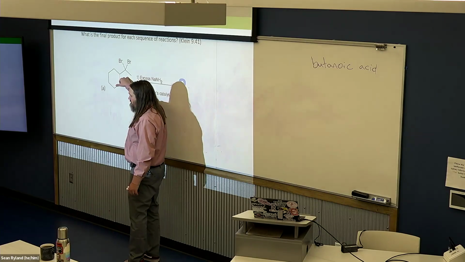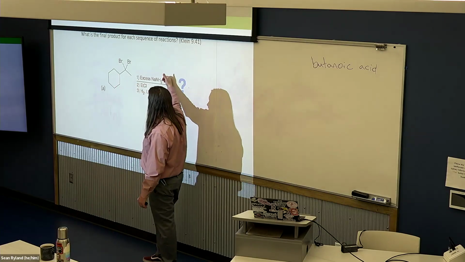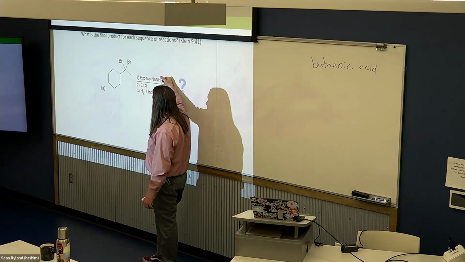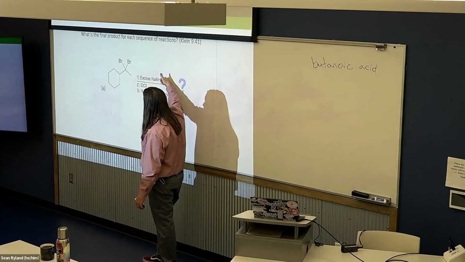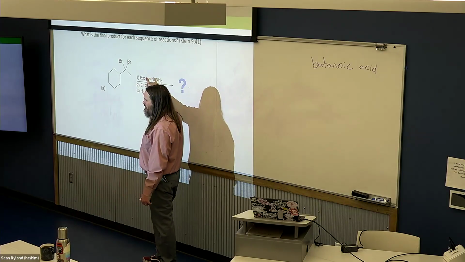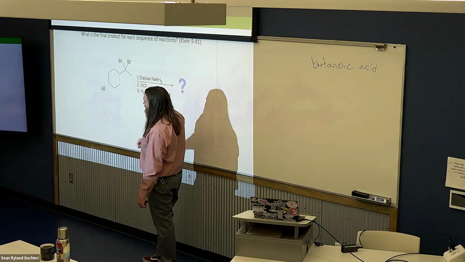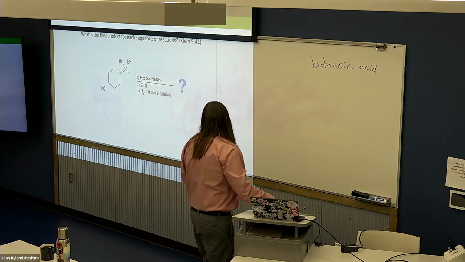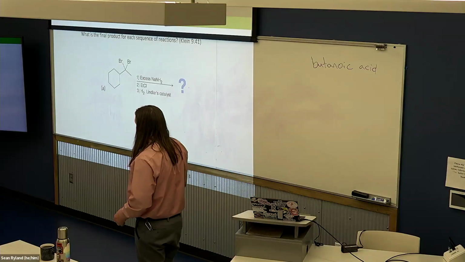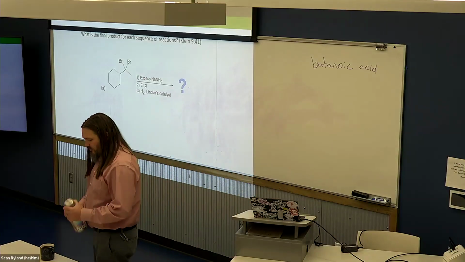Got a dibromide. We're going to let it react with excess amide. Then we're going to expose it to ethyl chloride. And then we're going to do Lindlar's catalyst. So walk it through each of those steps. And then we'll go over it.